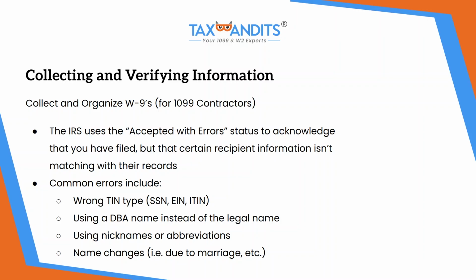These errors could range from using the wrong TIN type when filing. For example, you could use a Social Security number for a recipient, but in actuality, they need to have their EIN reported on that 1099. Or using a DBA name instead of the legal name of the business or the individual, or even name changes such as married names or nicknames or abbreviations could cause this accepted with error status.